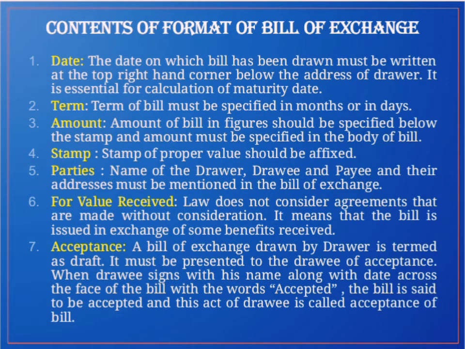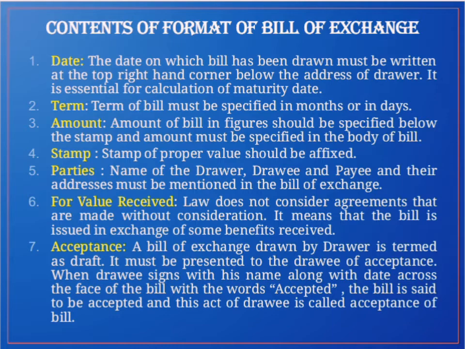Now, the contents or format of Bill of Exchange. Date. The date on which the bill has been drawn must be written at the top right hand corner below the address of the drawer. It is essential for calculation of maturity date. Term. Term of bill must be specified in months or in days. Amount of bill in figures should be specified below the stamp and the amount must be specified in the body of the bill. Stamp. Stamp of proper value should be affixed on the left hand side.